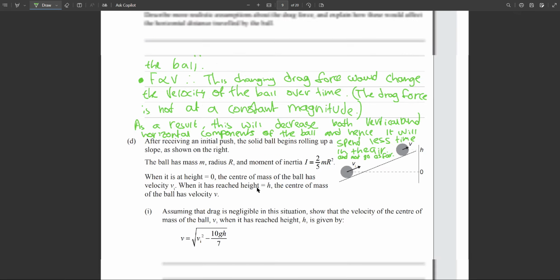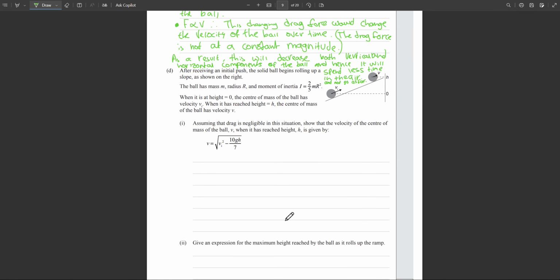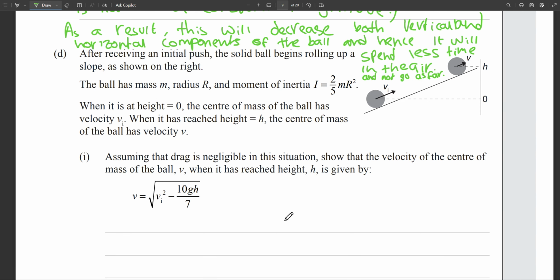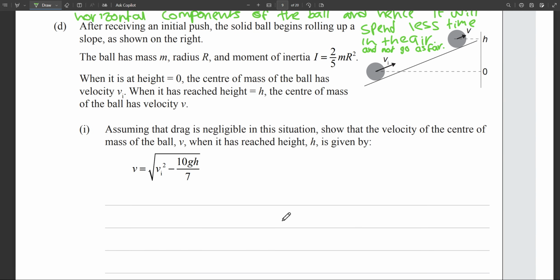All right, let's move on to the next question, D. After receiving an initial push, the solid ball begins rolling up a slope as shown on the right. The ball has mass m, radius r, and a moment of inertia 2/5 mr squared. Keep that in mind. When it is at height 0, the center of mass of the ball has some velocity v initial.